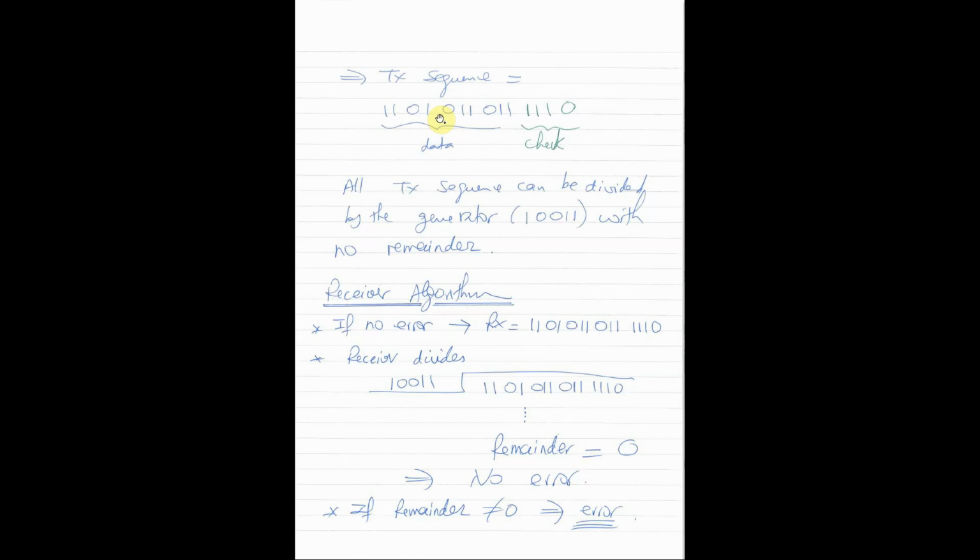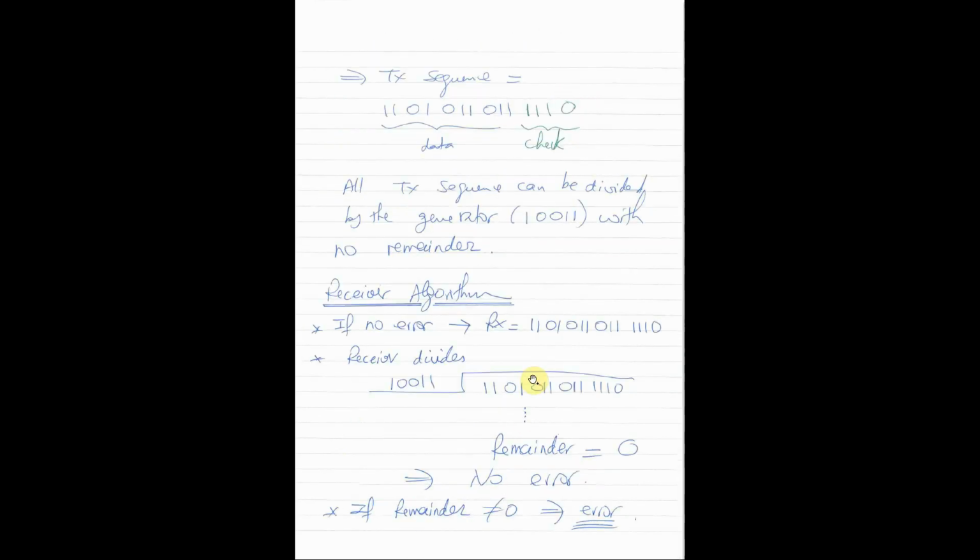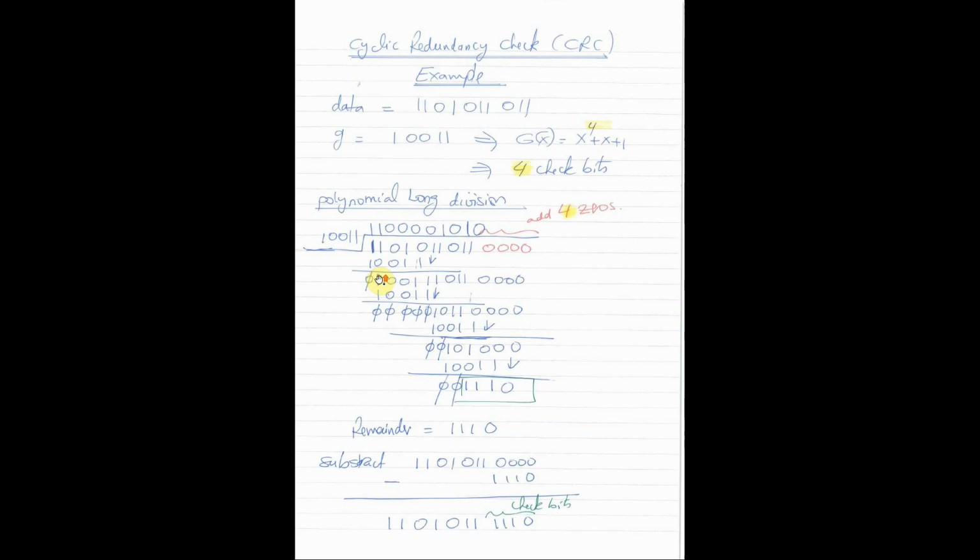The sender transmits the data bits with the check bits, and the check bits are exactly the same as the remainder bits. Now, what did we gain by doing that? We have introduced a very nice structure. As a homework, take that sequence as it is with the check bits. So 1101, 011011, the data with these check bits. Take that and divide using polynomial long division by the same generator.